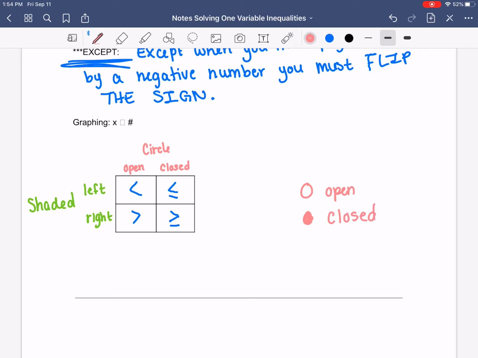I guess I could draw, you don't have to write that part. Let's draw it on the little number line. I put the little number line here. This would be an open circle shaded to the left. This would be a closed circle shaded to the right.